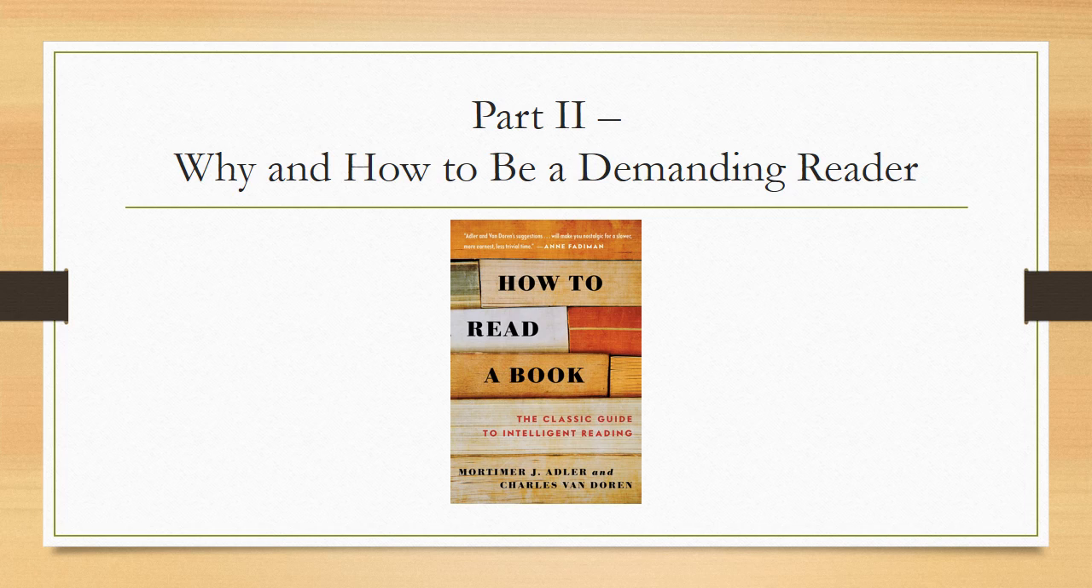And we're going to be using two textbooks for this course. One of them is the picture you see here, Mortimer Adler's How to Read a Book, which I think is still, to this day, even though it's an older book, the best book on the market for learning to be a critical reader, someone who really engages with, thinks about, reflects on what they're reading. And Adler, the author here, describes that as being a demanding reader. So one of our goals for this course is to become demanding readers. Why and how do we do that?